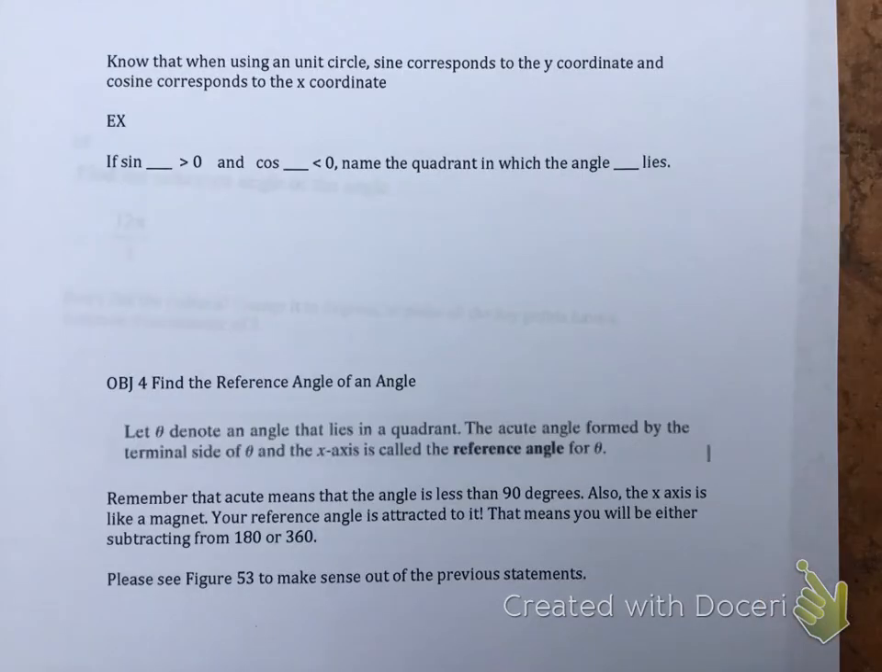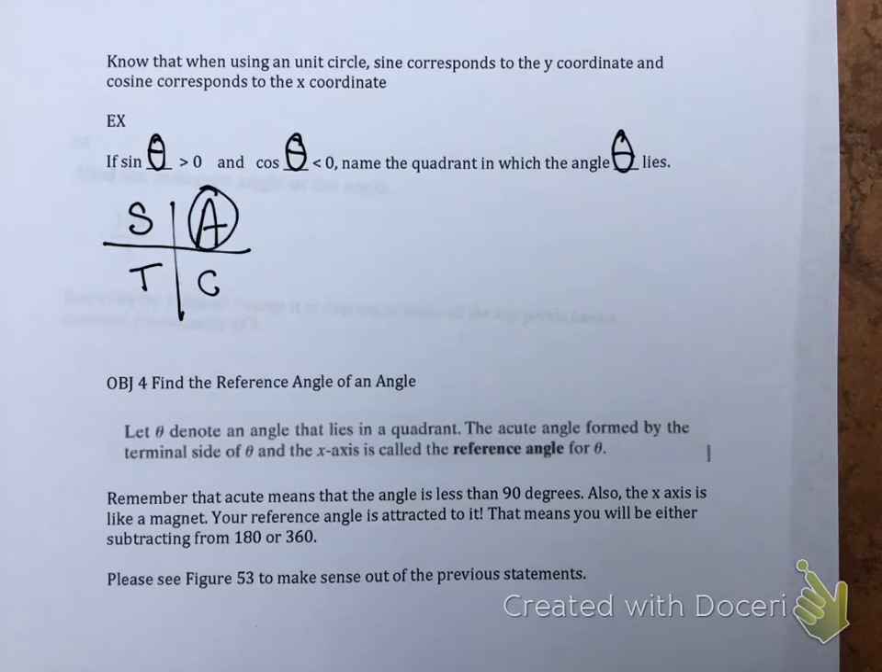If sine of theta is greater than 0 and cosine theta is less than 0, name the quadrant in which the angle theta lies. So if we use all students take calc, sine is positive. That's what that means, greater than 0. There's only 2 quadrants in which sine is positive, so we've narrowed it down to 2. Now cosine is less than 0, so cosine is negative. It can't be in quadrant 1 because everybody's positive in quadrant 1. So it has to be quadrant 2. So the answer is quadrant 2.